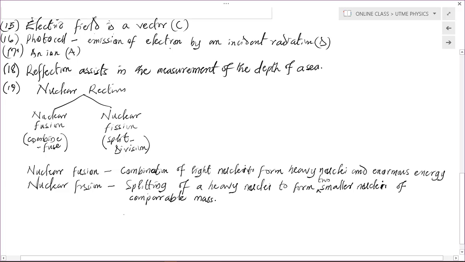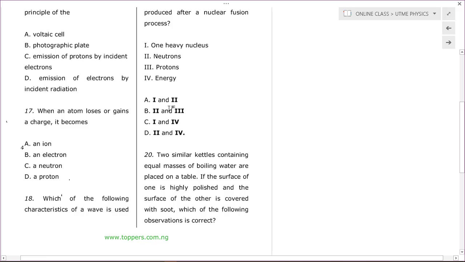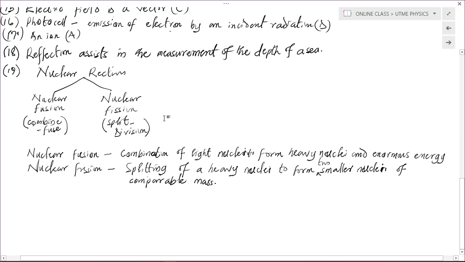So let's now look at what they have for us there. From the question, they said what are produced. We can see one heavy nucleus is produced, and energy produced. So we are talking about 1 and 4. So the answer there is 1 and 4. That's talking about C.